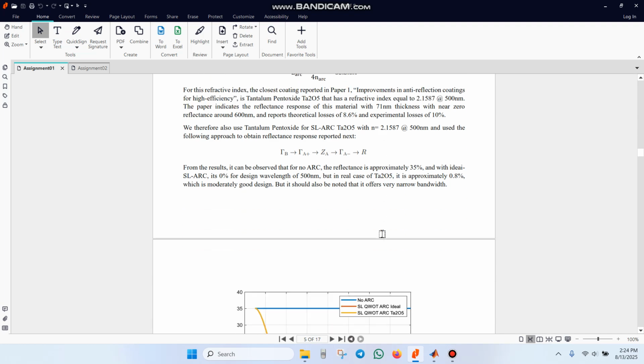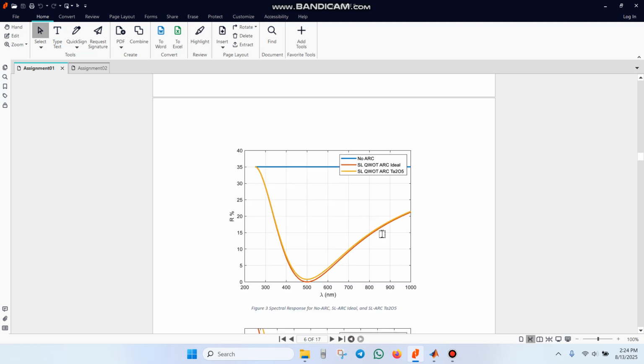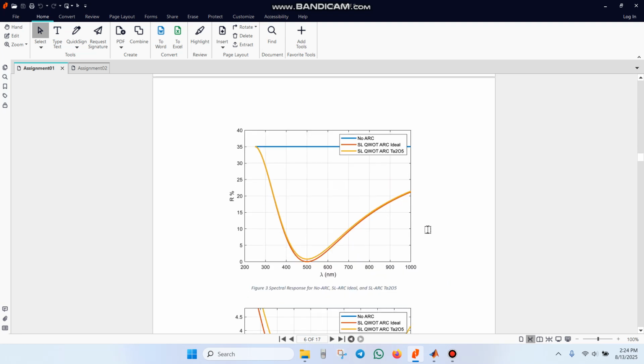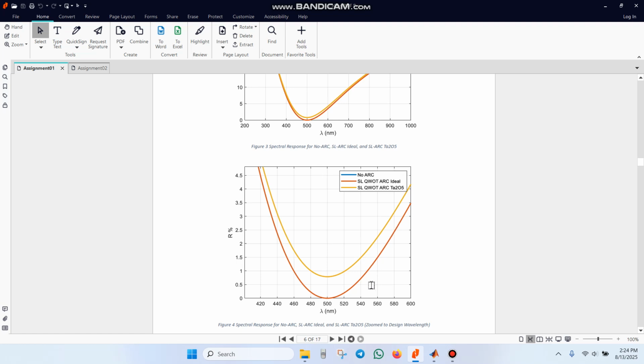So if we talk about the results of the first one, we can clearly see that for a single layer optical thickness design for non-ARC, as we saw previously, it was 35%. But if we zoom into this particular region right here at 500 nanometer, we can clearly see that for the ideal single layer quarter wave optical thickness design, the reflectivity is zero basically, which is our desired result.